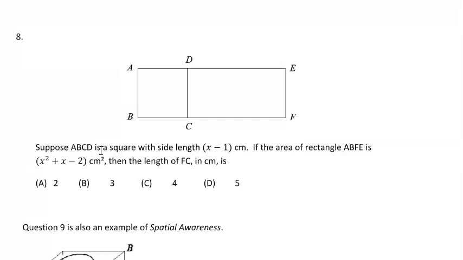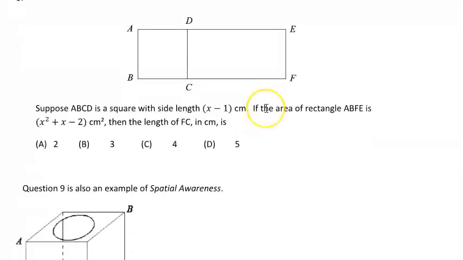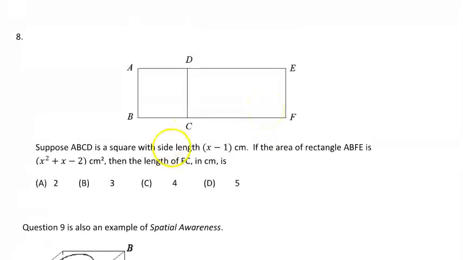Okay, so let's look at this. So we need to know area, perimeter, surface area, and so on for these particular questions. Okay, so it says suppose ABCD is a square with side length x minus 1, if the area of the rectangle ABFE is x squared plus x minus 2 centimeters squared, then the length FC in centimeters is.